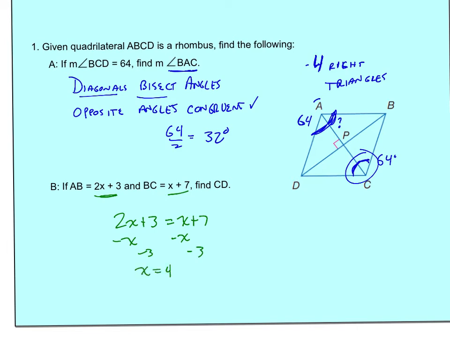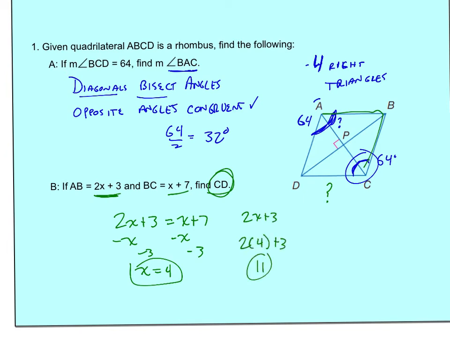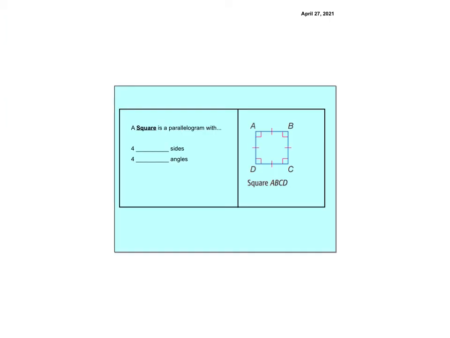So x is going to be 4, but I'm not done. X equals 4, great. How big is CD going to be? How big is this side going to be? Well, all I'm going to do is take any of my sides, 2x plus 3, and substitute it in there. So this is 11, so that makes all of these 11. That's as simple as it gets. They're equal to each other, so I set them equal, I do a little algebra, and away I go.